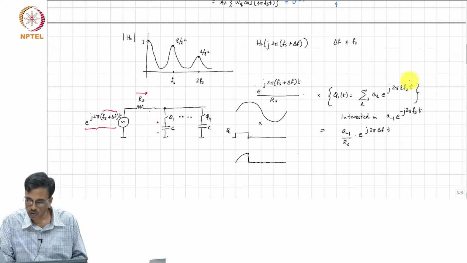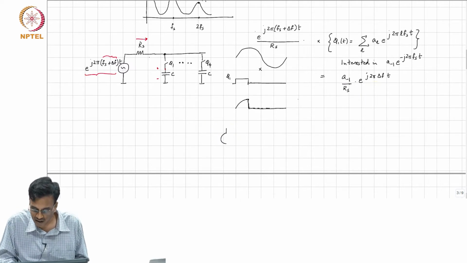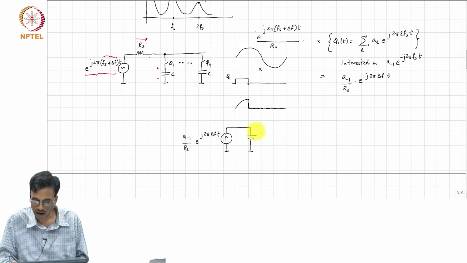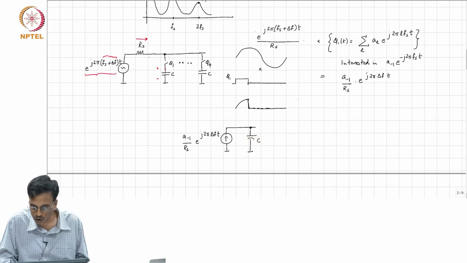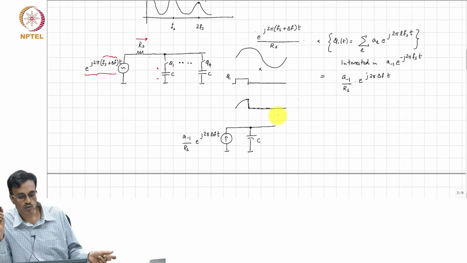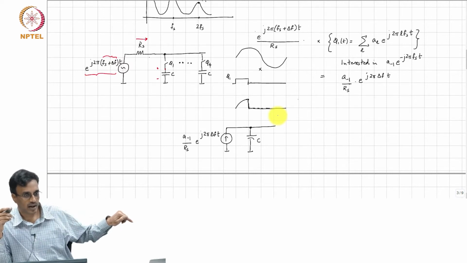Exactly. So you can think of this as the equivalent low frequency current that's flowing into the capacitor. So this is A minus 1 by Rs, e to the j 2 pi delta f times t, and this is the capacitor. But the capacitor is also losing charge. How is it losing charge? When the switch is turned on, the voltage across the capacitor tends to go down because it gets discharged through Rs.